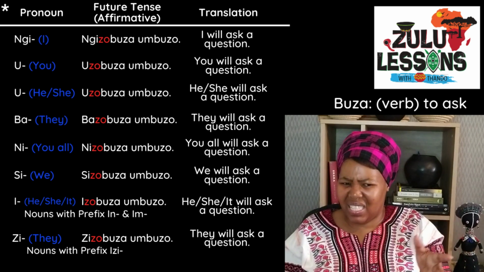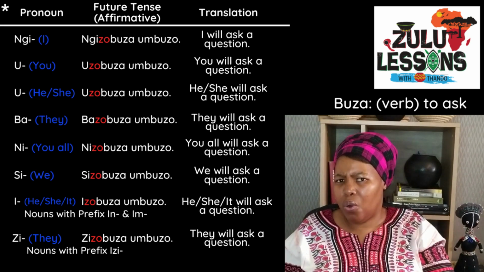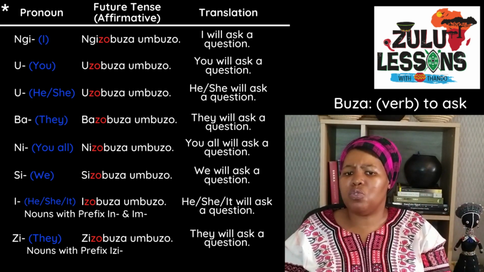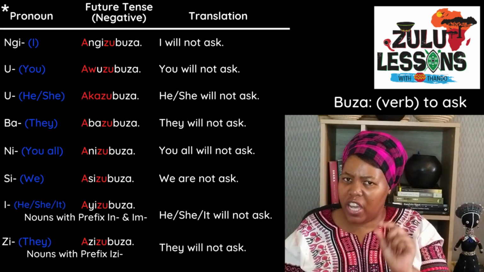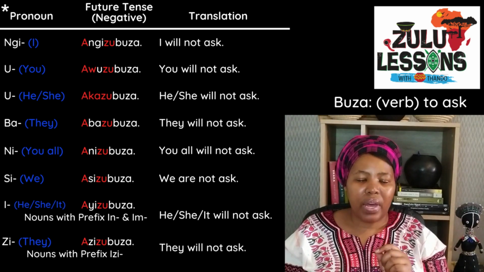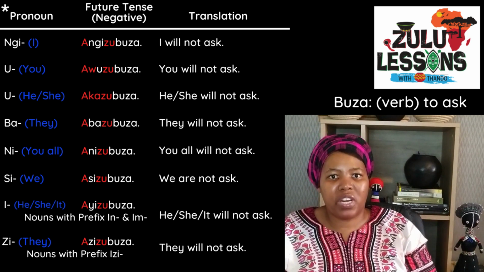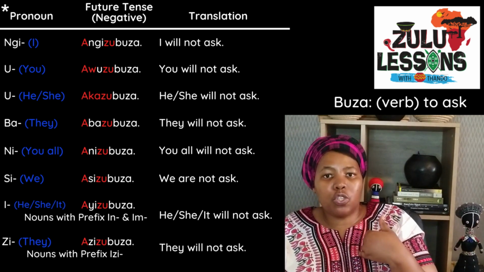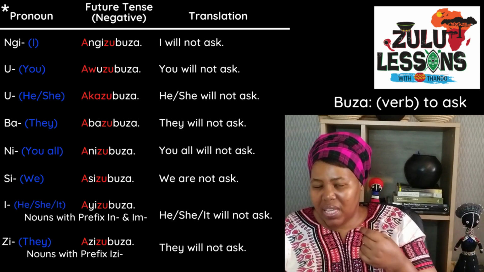Now let's make this negative. Do you see we were saying zo to say will or going to? Now we want to say will not or are not going to. There's a slight change to that zo. We now say zu. And the other thing that we change is we put in an a at the beginning of our phrase. So it's going to be angizubuza. I'm not going to ask. I will not ask. Angizubuza. Do you hear that?